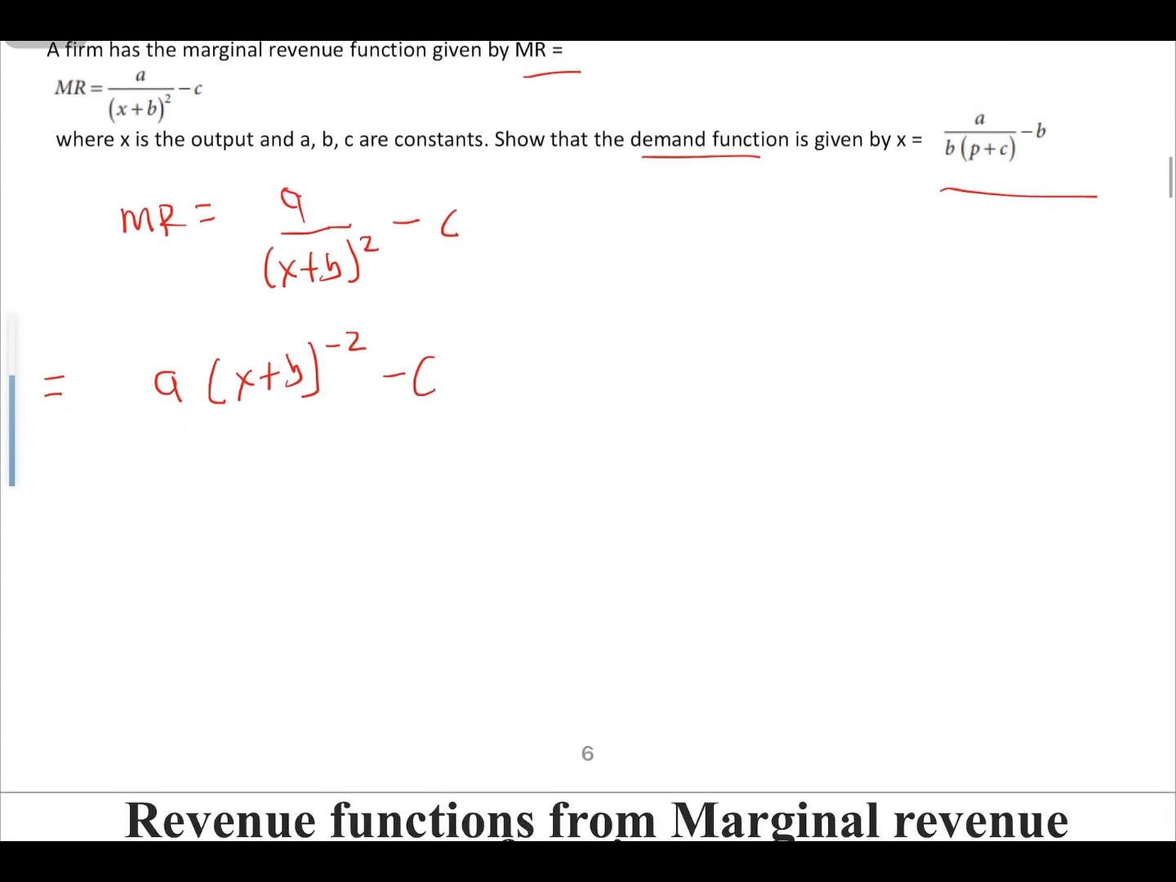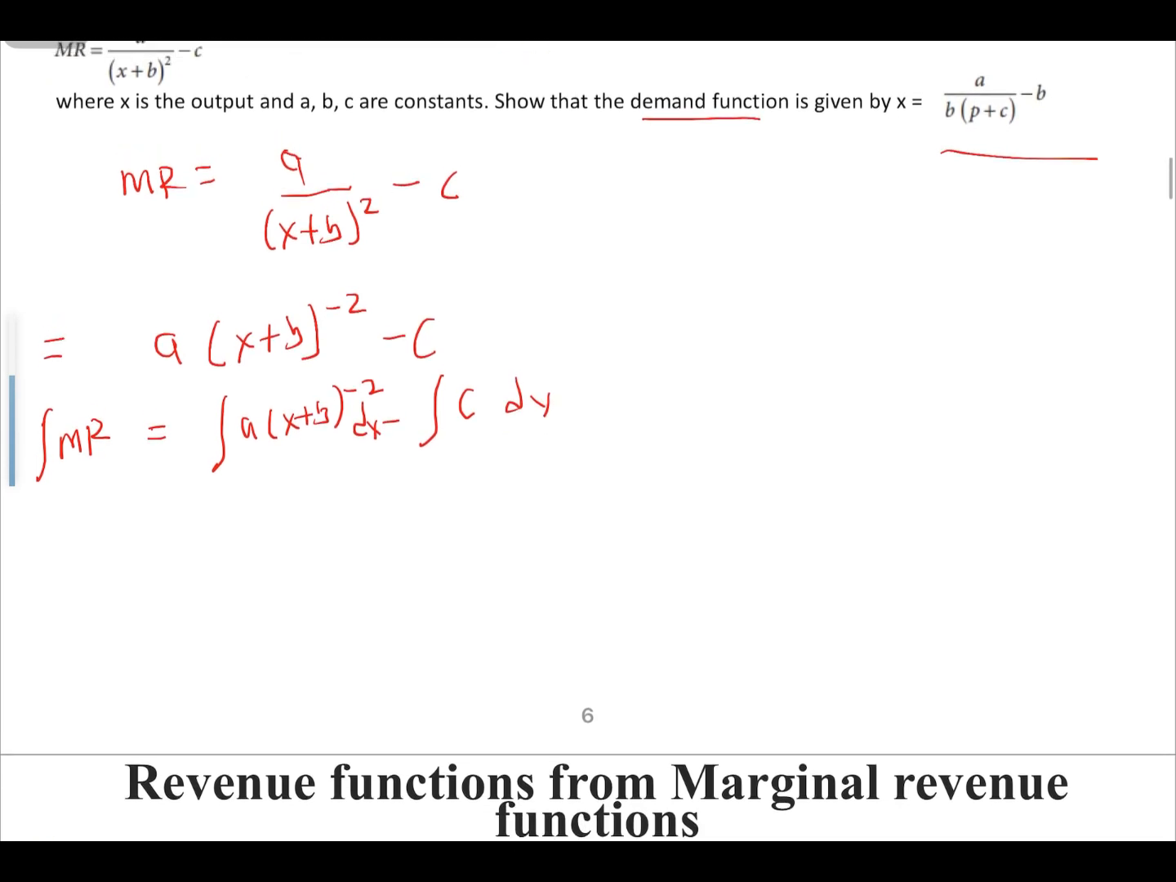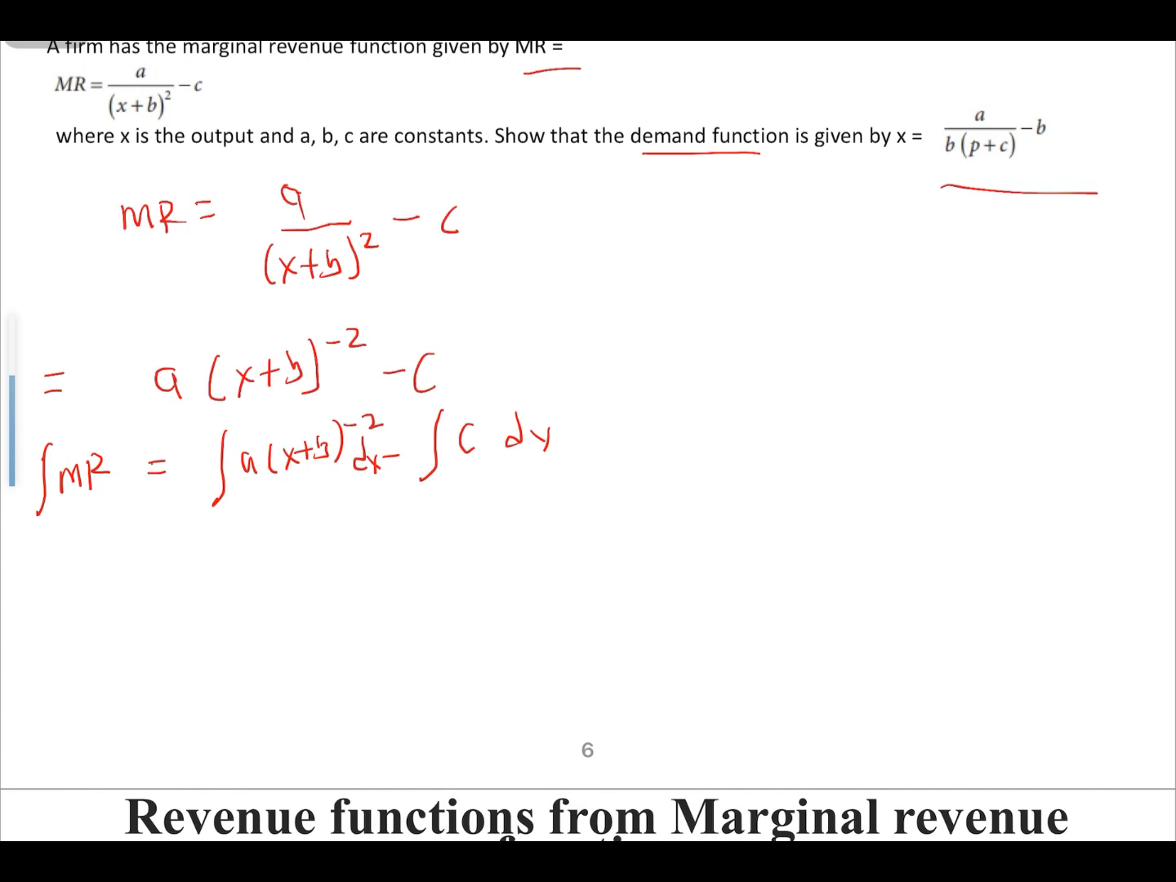So we need to find the integral of both sides: the integral of the marginal revenue equals the integral of A (X plus B) to the power negative 2 minus C. C is a constant, right? And we are integrating with respect to dx, so the integral of C is also with respect to dx. When we integrate our marginal revenue, we are going to get our revenue function. As usual, A is a constant, so we bring it out.